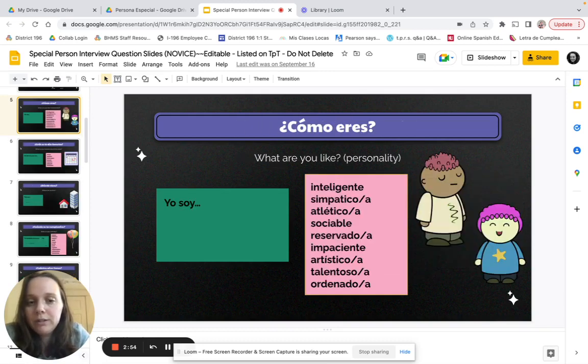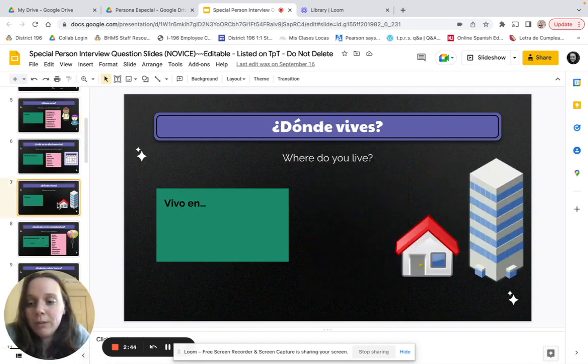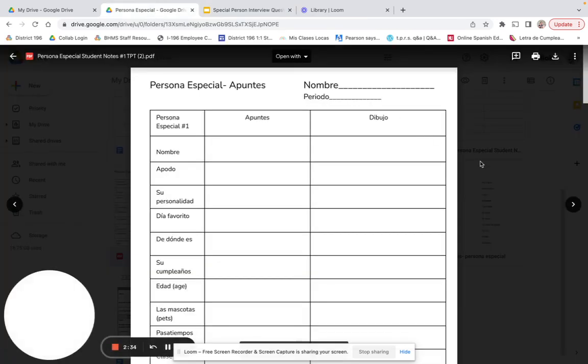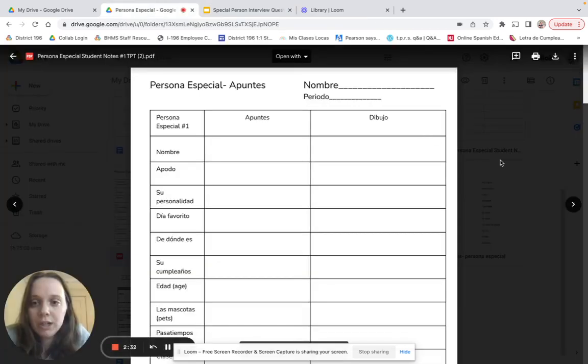I would choose somebody random to come up in front of the class to be interviewed. They can pass if they want to, and then I would choose somebody else. And while I'm interviewing them, I need the other students to be doing something. My middle school students need some accountability while they're listening. So I actually have a note sheet for them.